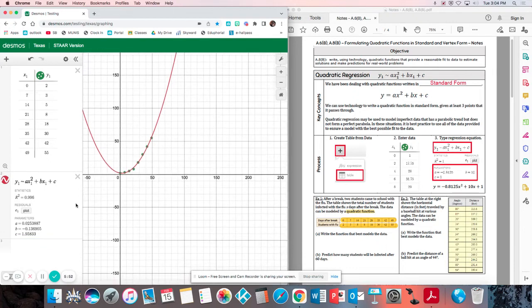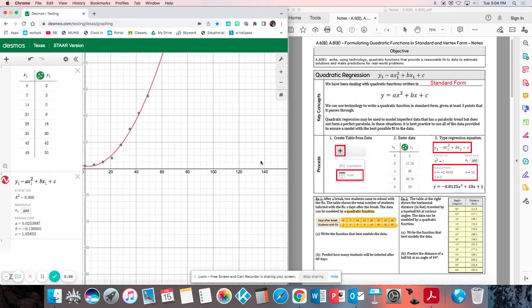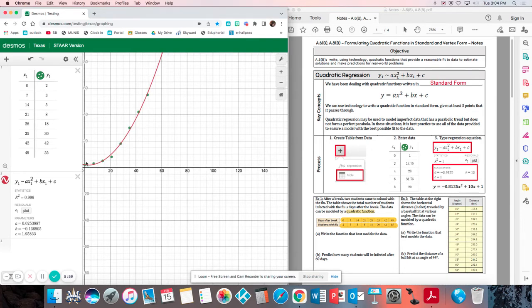Ignore this part because that's not possible. We're just gonna look over here. This is what I have. This is overlapping, kind of correct. Okay. So write the function.